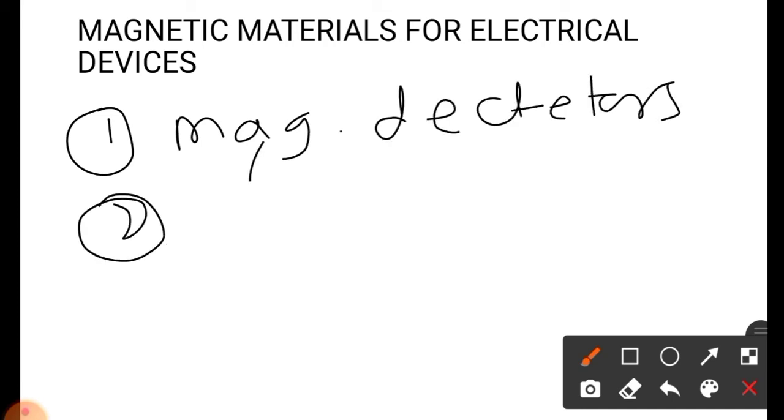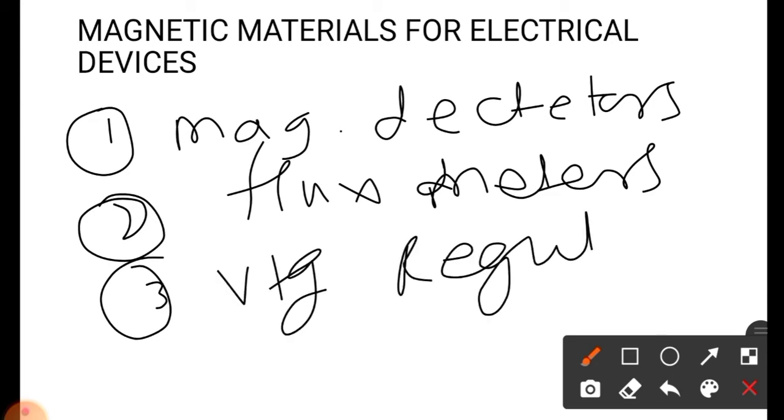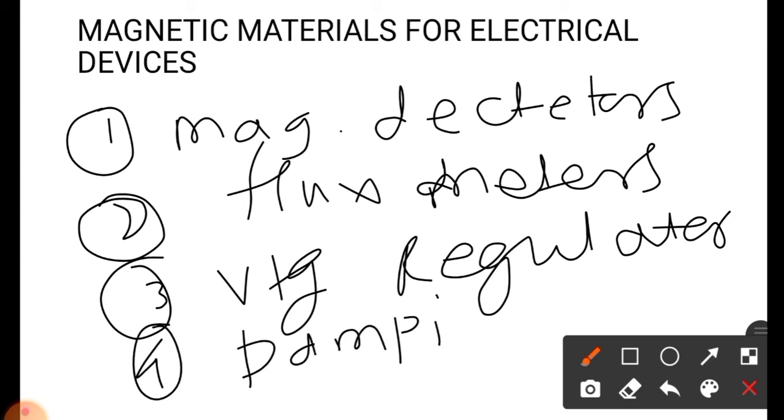Applications of hard magnetic material are: first, magnetic detectors; second, flux meter; third, voltage regulator; fourth, damping device; and last one, magnetic separator.